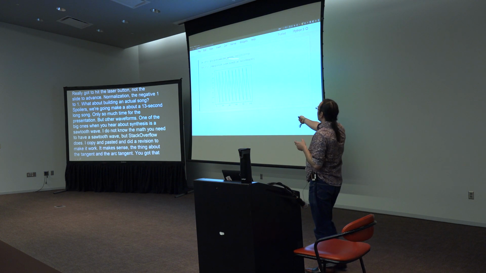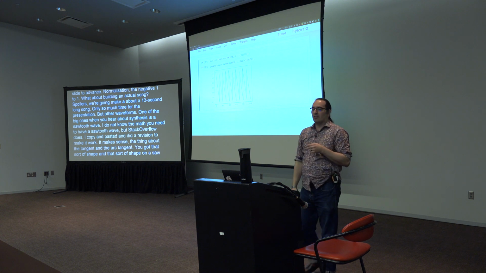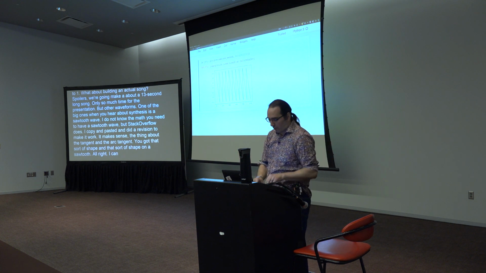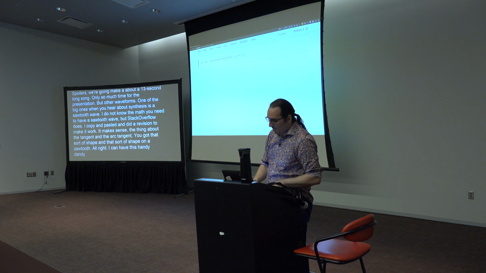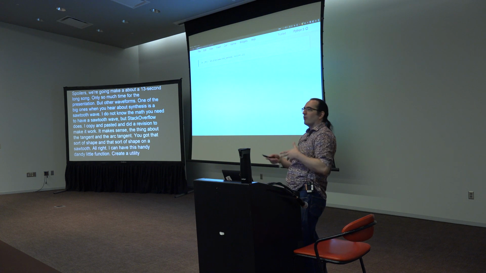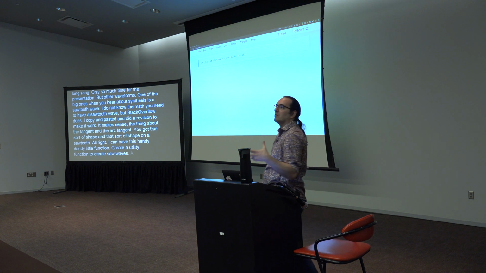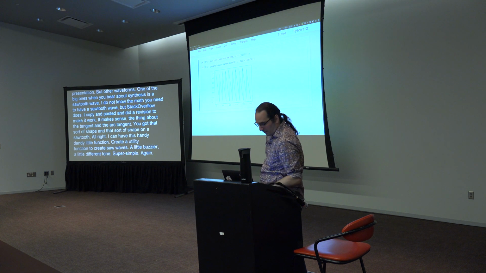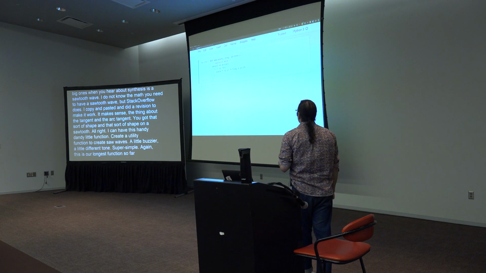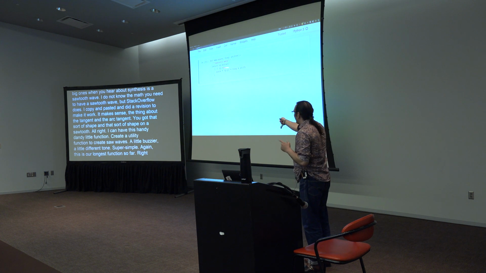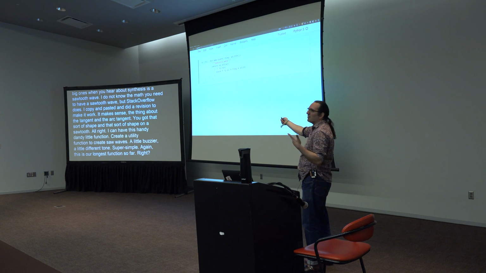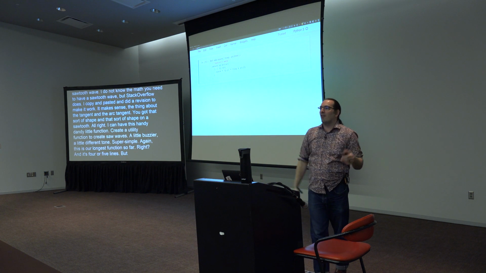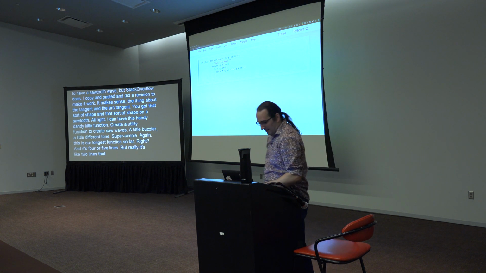Okay, so I can have this handy-dandy little function, right? Create a utility function to generate saw waves. A little buzzier, a little different tone. Super simple. Again, this is our longest function so far, right? And it's 4 or 5 lines, but really it's like 2 lines that actually count and a lot of white space so that you can read it.